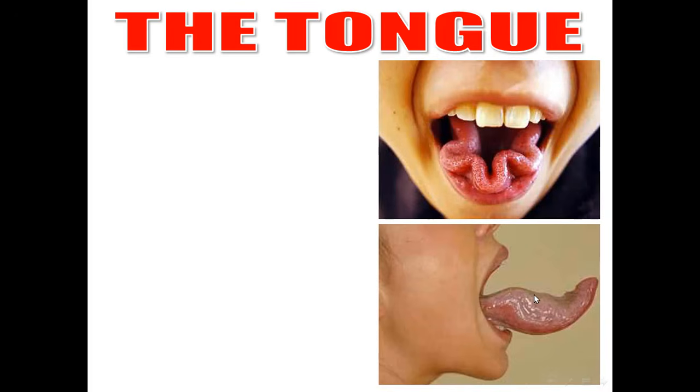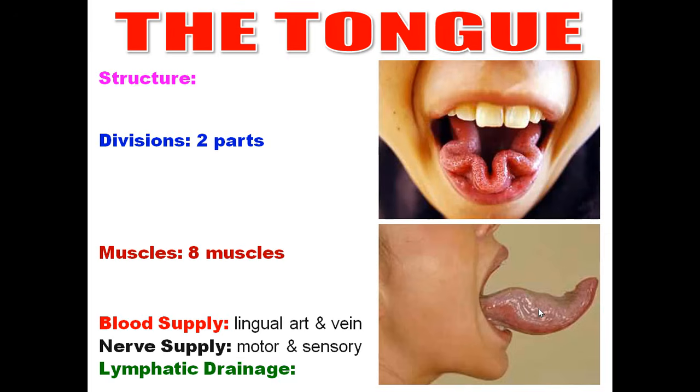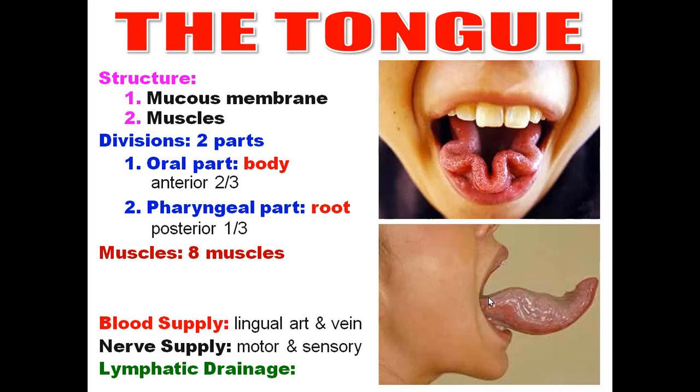Today I will talk about the anatomy of the tongue. Regarding the structure, the tongue is formed of a sac of mucous membrane filled with muscles. So, mucous membrane and the muscles. The tongue is divided into two parts: the part in the oral cavity and the part in the pharynx. So, the oral part and the pharyngeal part. The oral part is the anterior 2/3. The pharyngeal part is the posterior 1/3.